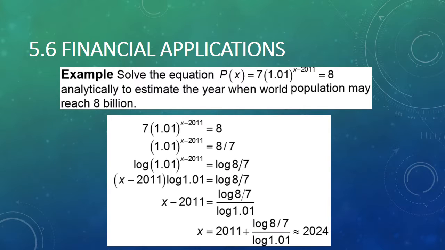Okay, so the first thing we're going to do is divide by 7. Then we're going to take the logarithm of both sides so that our variable can come out from being a power. We'll divide both sides by the logarithm of 1.01 and then add 2011. And our answer is 2024.